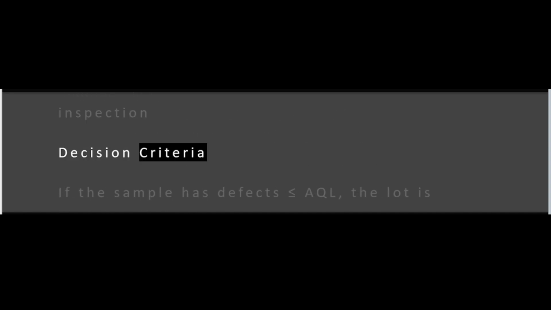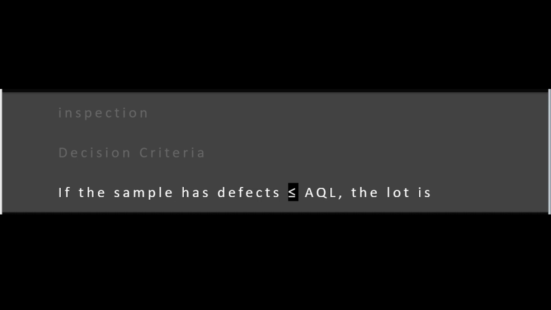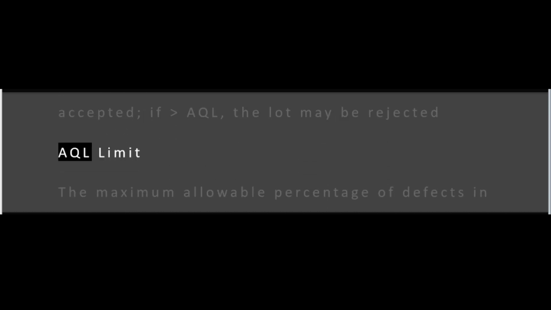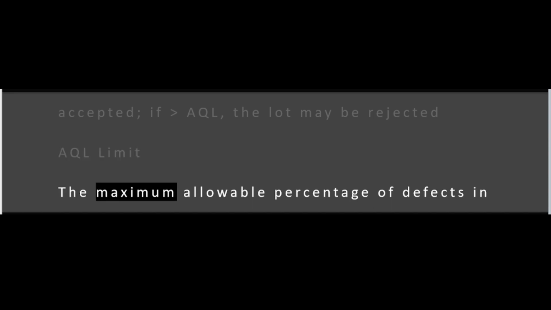Decision criteria. If the sample has defects less than or equal to AQL, the lot is accepted. If above AQL, the lot may be rejected. AQL limit. The maximum allowable percentage of defects in a sample.